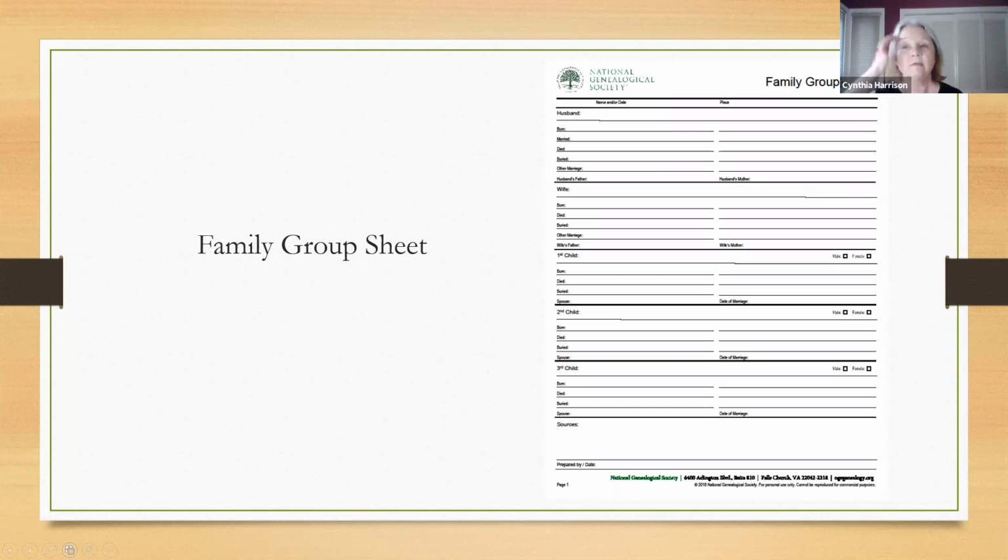You do not have to have this particular form. These forms are from the National Genealogical Society, which you can download and fill out online and save to your computer. You can take a piece of paper and notebook and just start adding the information that you need, such as your full name, date of birth, and the other information that we've discussed.